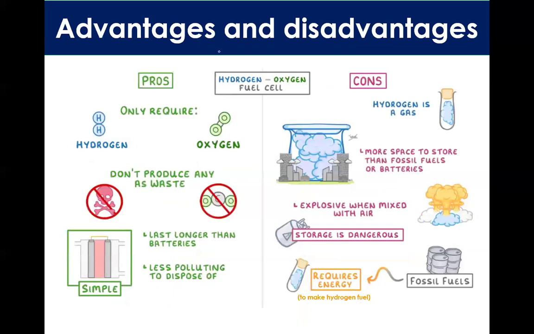So, the advantages and disadvantages of using hydrogen oxygen fuel cells, you just need to remember these. Let's just go over the advantages first. A hydrogen oxygen fuel cell just requires hydrogen and oxygen, which are abundantly available. Literally, there is 21% oxygen in the atmosphere, and you can always extract hydrogen, right?